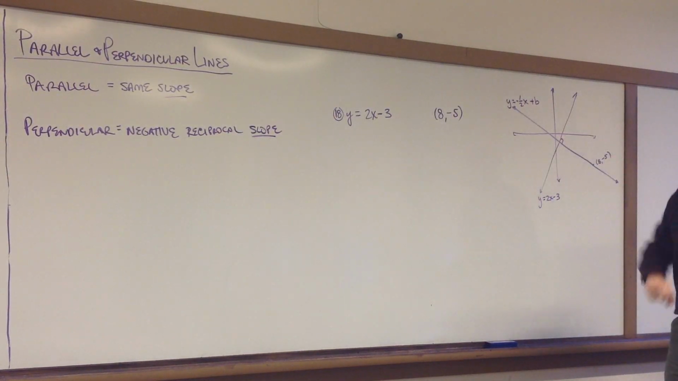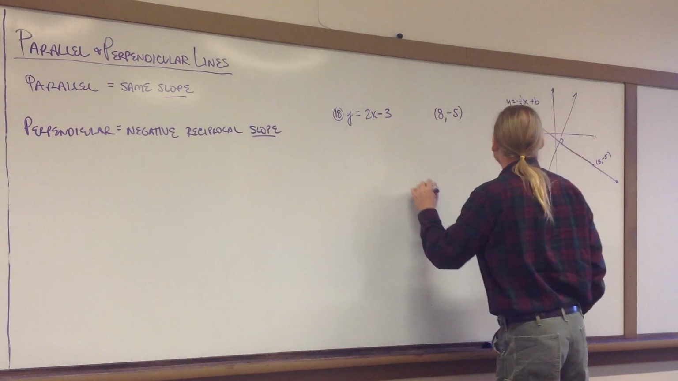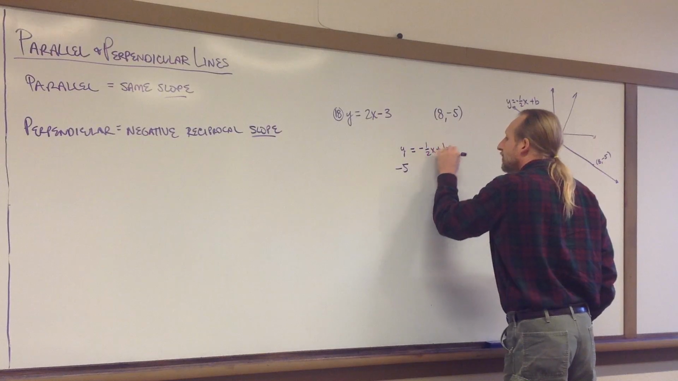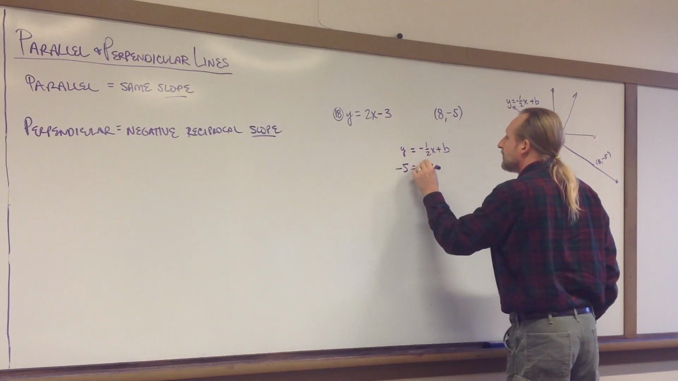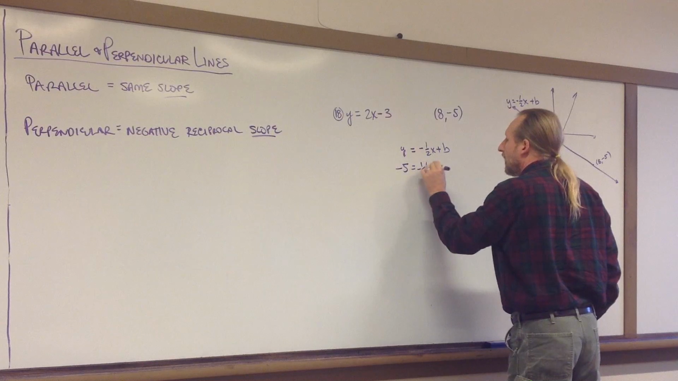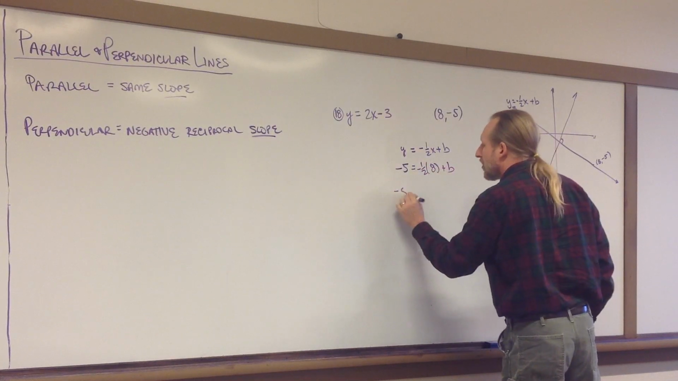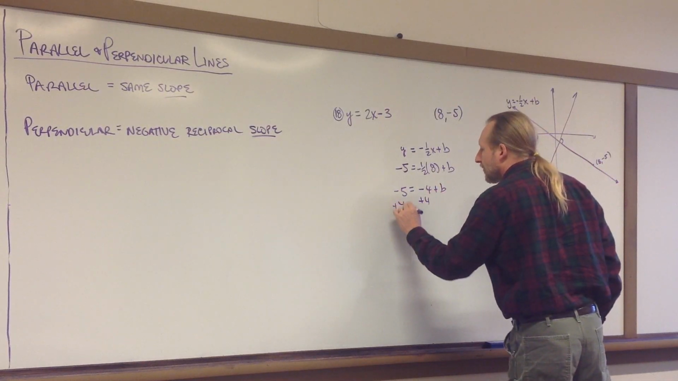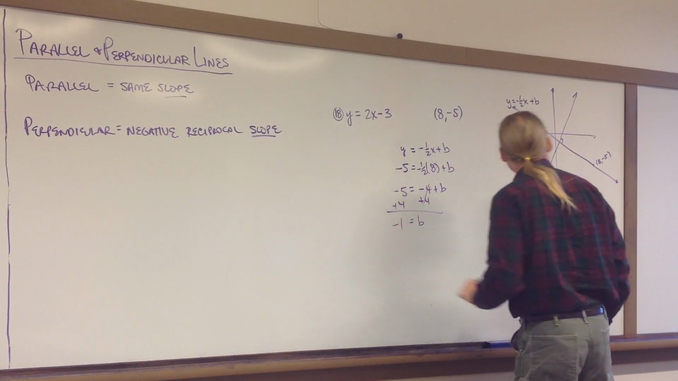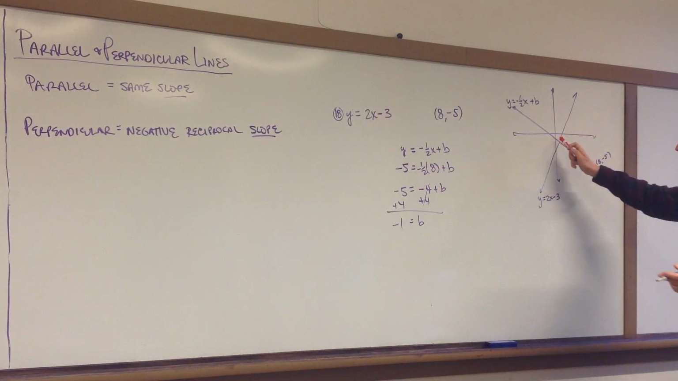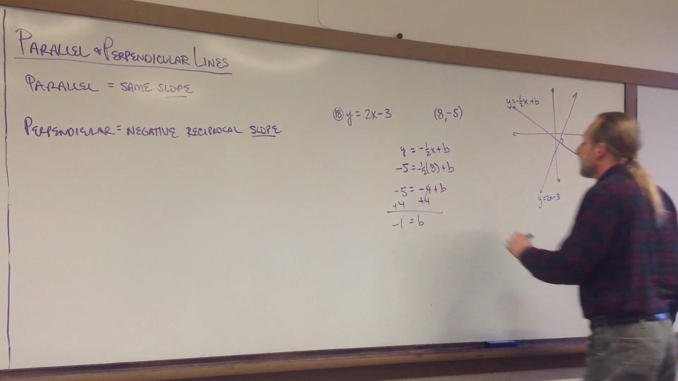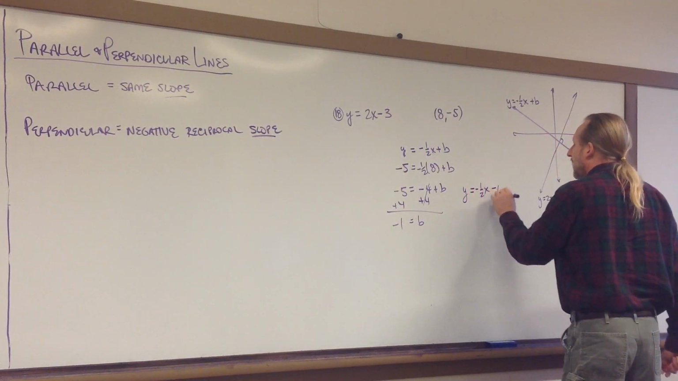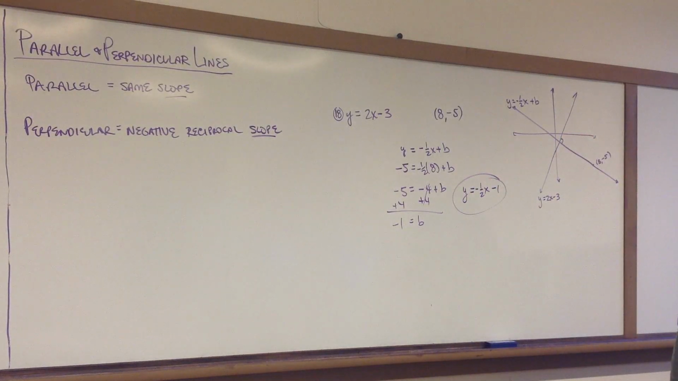Okay? We need to find out what's the y-intercept. The way to do that is to plug these values in. So y is negative 1/2 x plus b. So y is negative 5. X is positive 8. So that'll be negative 4. Add 4 to both sides. B is negative 1. So that's not a bad picture. You can see that y-intercept makes sense, that that's negative 1. So our answer to the problem here, y equals negative 1/2 x minus 1.